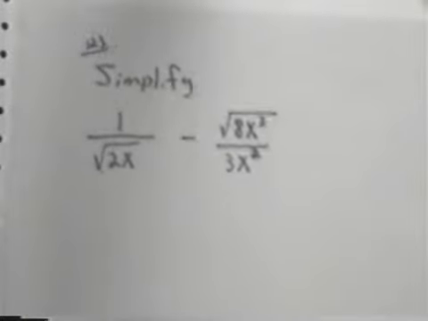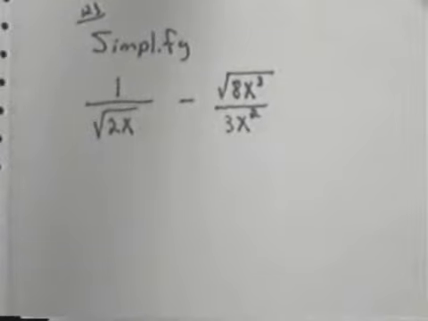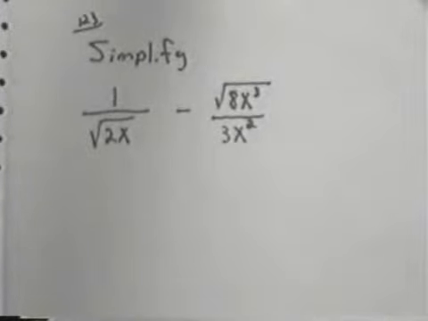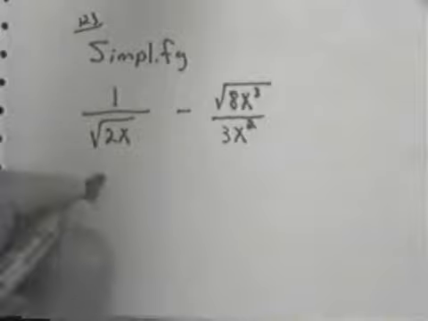Rationalizing the denominators combined with reducing the radicand can allow us to simplify things that look to be unalike. Let's look at 1 divided by the square root of 2x minus the square root of 8x cubed divided by 3x squared. Now what I need to do is to rationalize this one.